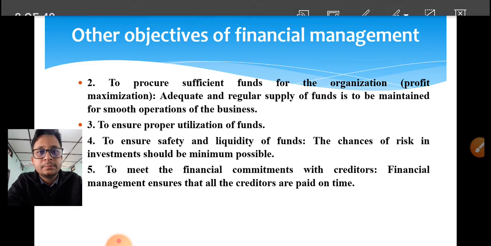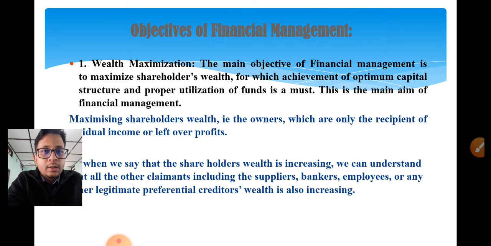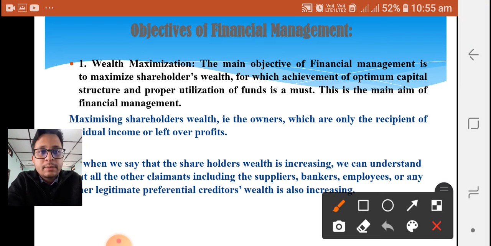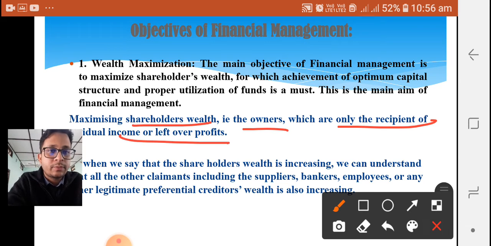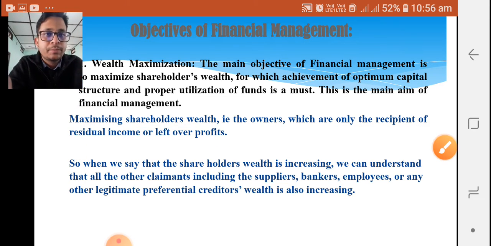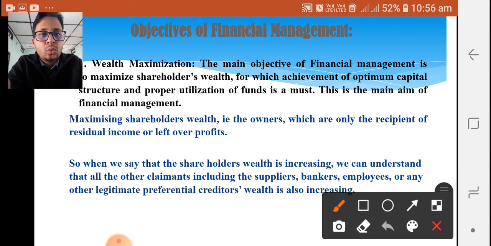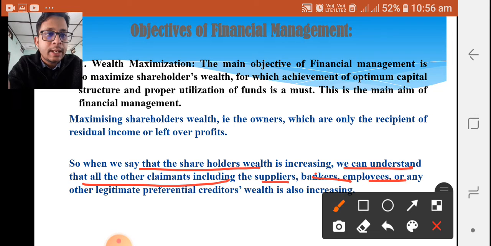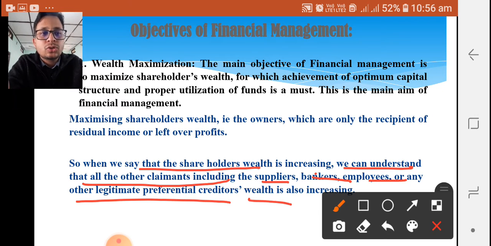Next, you see, maximizing the shareholders' wealth, that is the owners, who are the only recipients of the residual income or the leftover profits of the firm. I hope this statement is clear to you. Next, when we say that the shareholders' wealth is increasing, we can understand that all other claimants, including suppliers, bankers, employees, and other legitimate preferential creditors' wealth are also increasing.